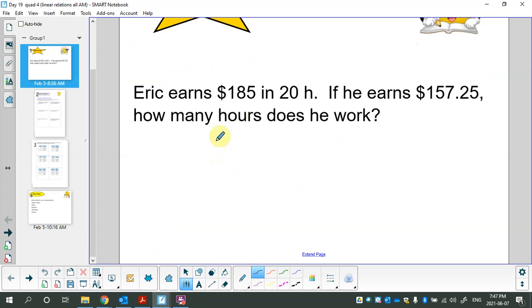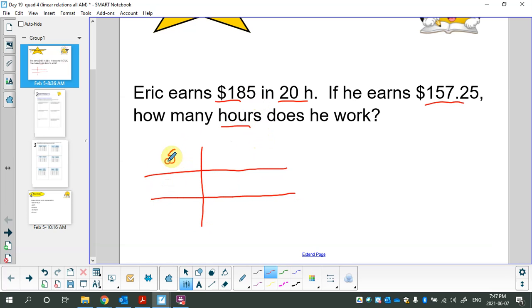My preference is, because we're talking about two things, money and hours, and I'm giving you money and asking about hours, to set this up in a tic-tac-toe board. So here's the tic-tac-toe board, with money and hours. $185 will have to sit beside the dollar sign. And the 20 hours will have to sit beside the H, or if you prefer writing the whole word hours, you can do that.